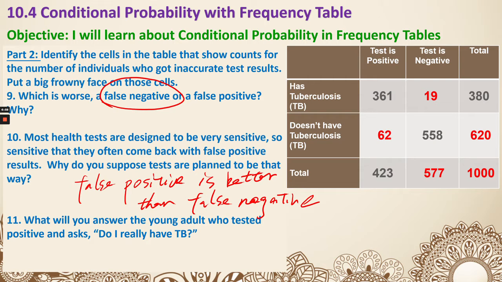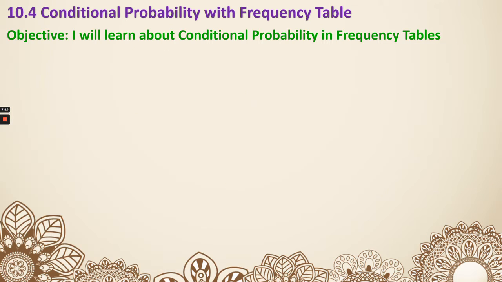What will you answer the young adult who tested positive and asks, do I really have TB? Well, you can say there's a whatever percent chance that you may have it, so please go test it again and see if you can get a different result. That is the big question about test results and how that affects our conditional probability.